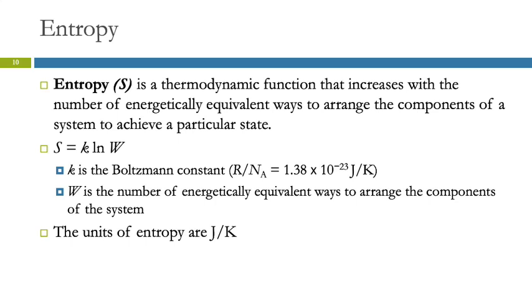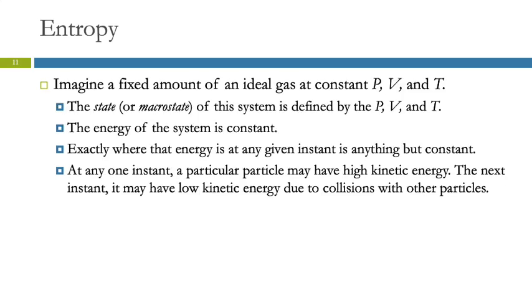The units of entropy end up being joules per Kelvin. So let's imagine a fixed amount of an ideal gas, where the pressure, the volume, and the temperature are constant. The state, or we could think of it as the macrostate of that system, is defined by the pressure, the volume, and the temperature. The energy of the system is constant. But exactly where the energy is at any given instant is anything but constant.